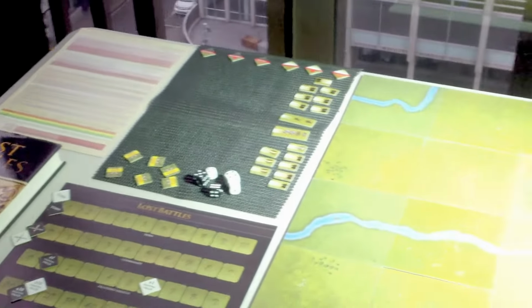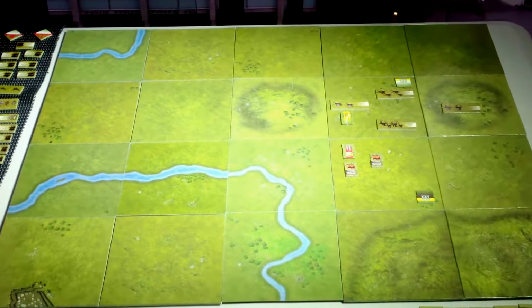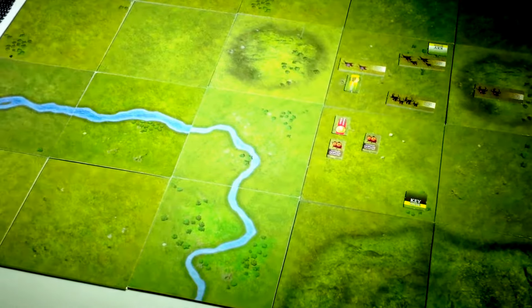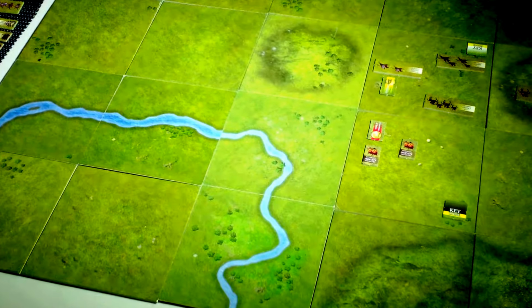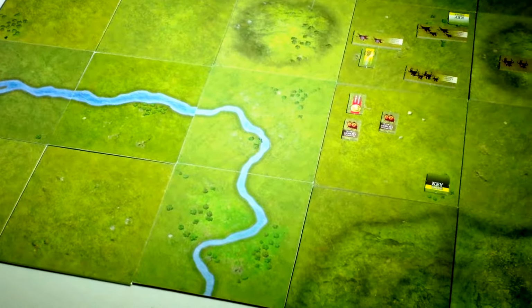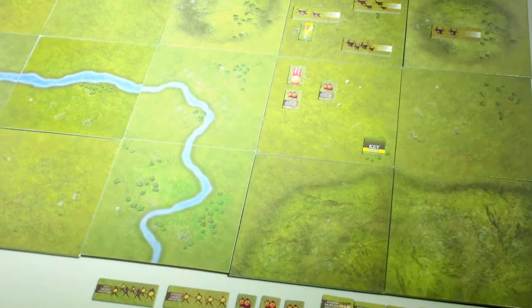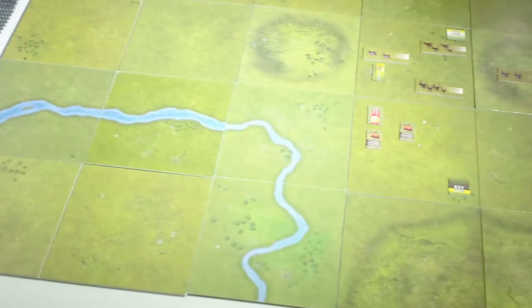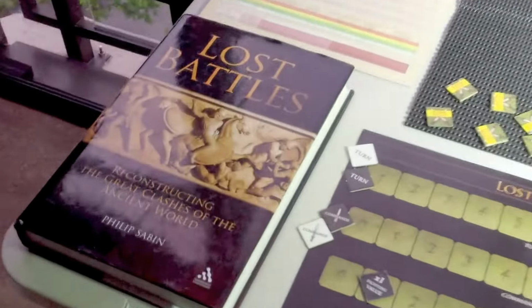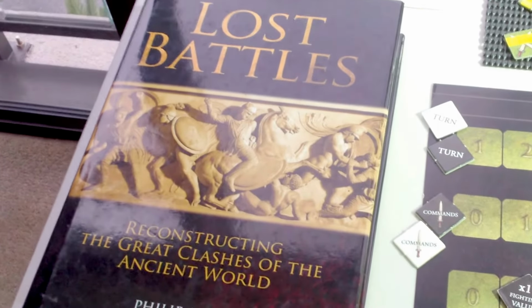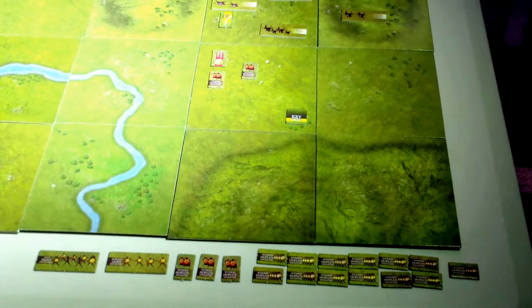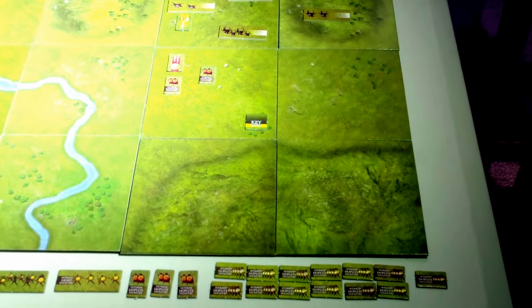And I have set up the game for the Battle of Plataea, which was the final battle in the second Persian invasion of Greece that occurred in 479 BC. And very interesting battle this was indeed, and we are going to reconstruct it using Philip Sabin's amazing Lost Battles game, and hopefully I'm going to give you a bit of a summary at the end of each turn to let you know how it proceeds.